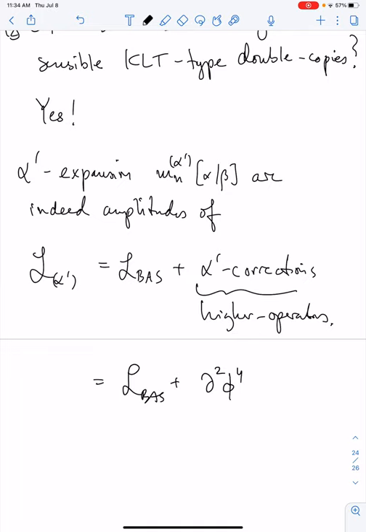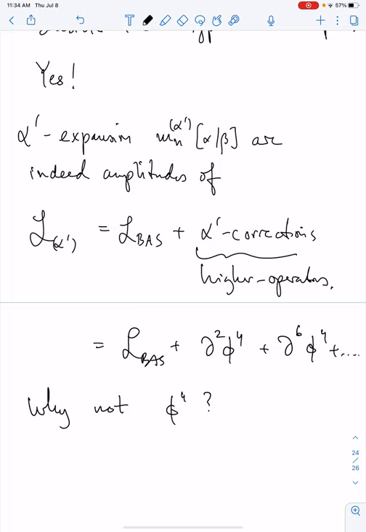Then you could imagine there would be other structures. There's a d to the 6, phi to the 4 that comes at the next order, and so on. But this may look a little bit peculiar. It looks in particular very special. You might ask, why not a phi to the 4 term? Or why not a d to the 4, phi to the 4 term? And it turns out that only certain color structures and coefficients are allowed in the alpha prime expansion. But generically, if you were doing an EFT expansion, you would have much more general operators.